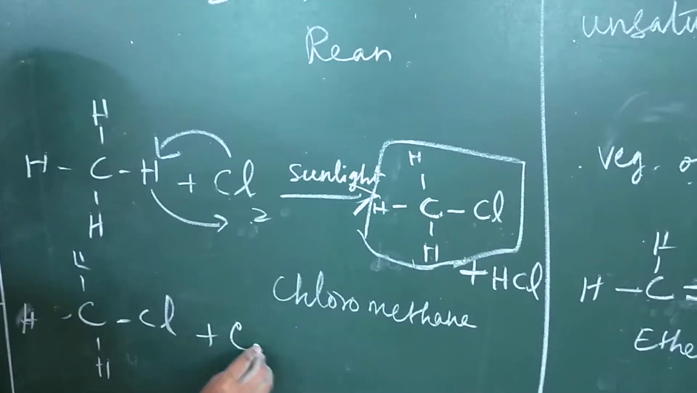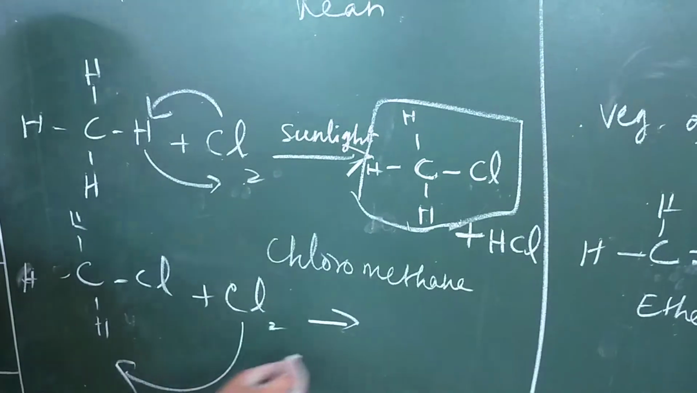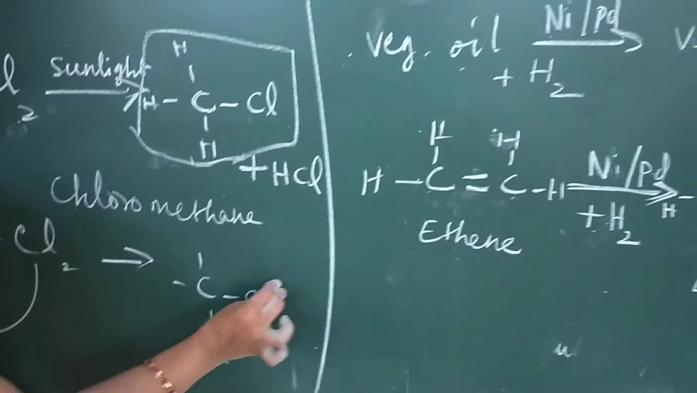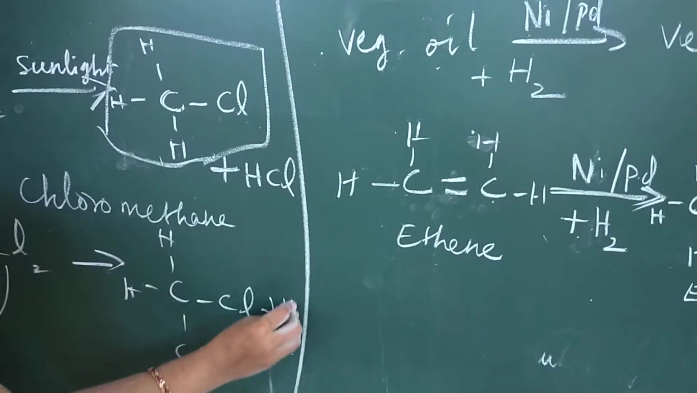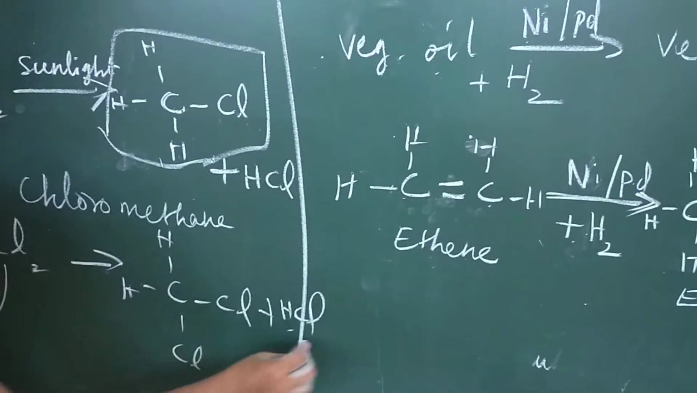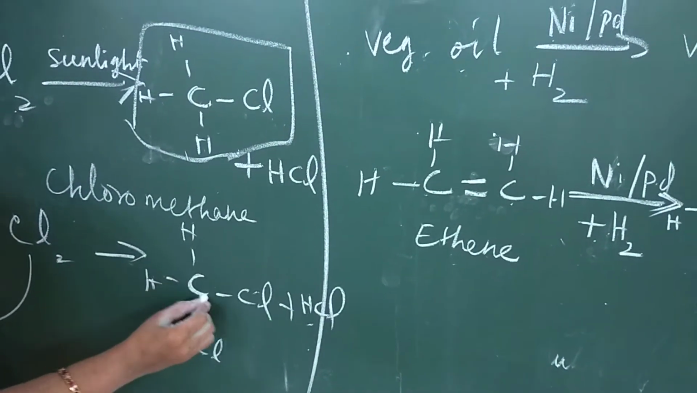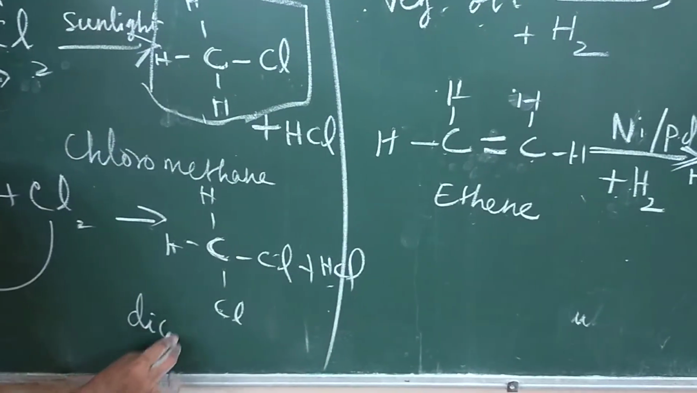You are adding another one chlorine. This will change to CH2Cl2, hydrogen plus HCl. What is the name of the carbon? 2 chlorine is attached. Where? In methane group. So dichloromethane.